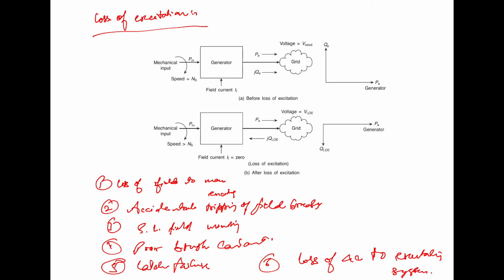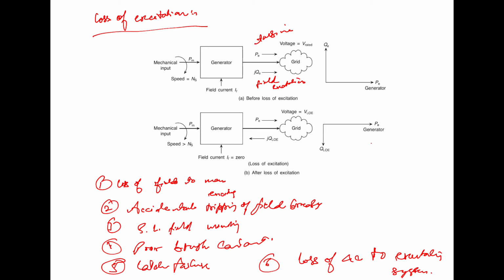Now as you know, the generator develops both real as well as reactive power, as shown here. It will deliver both real and reactive power to the grid. The real power comes from the turbine, while the reactive power is due to the field excitation.